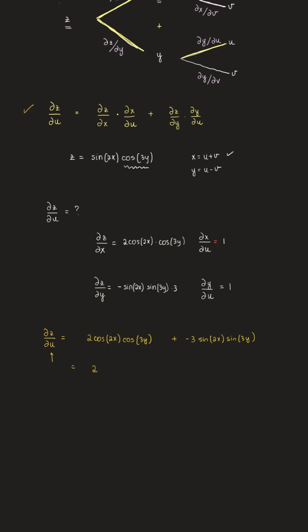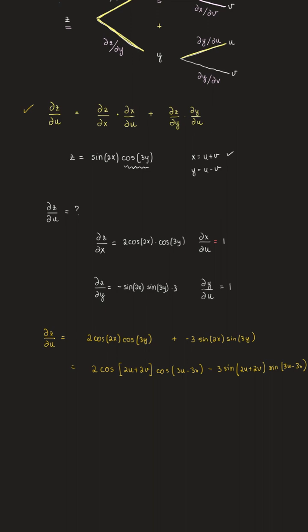So we've got 2 cosine of 2u plus 2v. I'm just substituting our expression for x. And I'm going to do the same thing and substitute our expression for y. So that's 3u minus 3v. And then this is minus 3 sine of 2u plus 2v sine of 3u minus 3v. And that would be the partial derivative of z with respect to u.